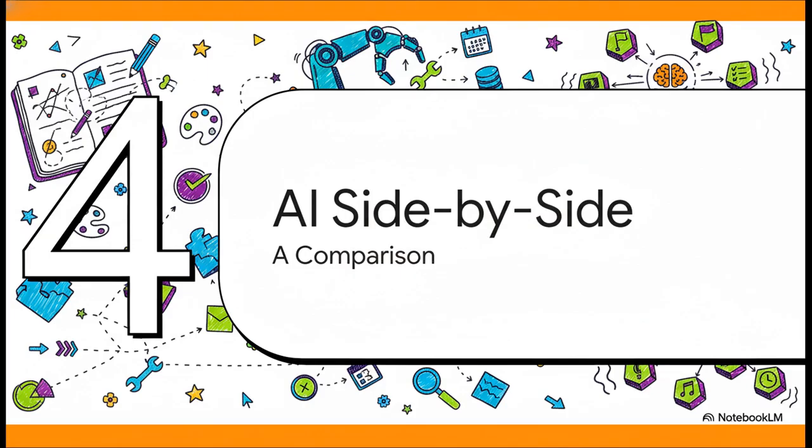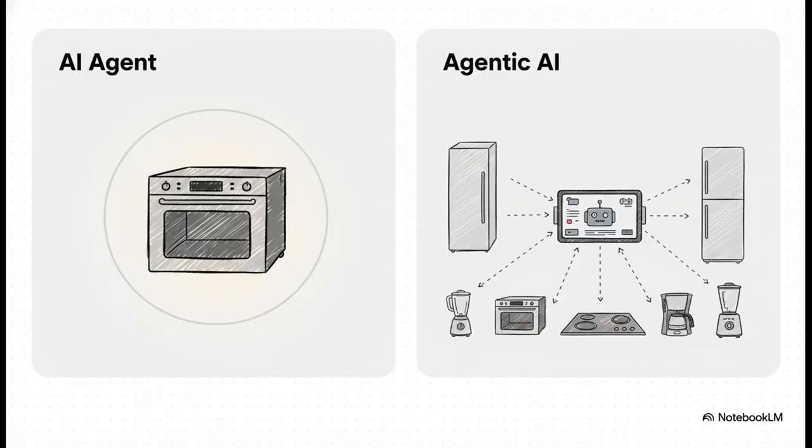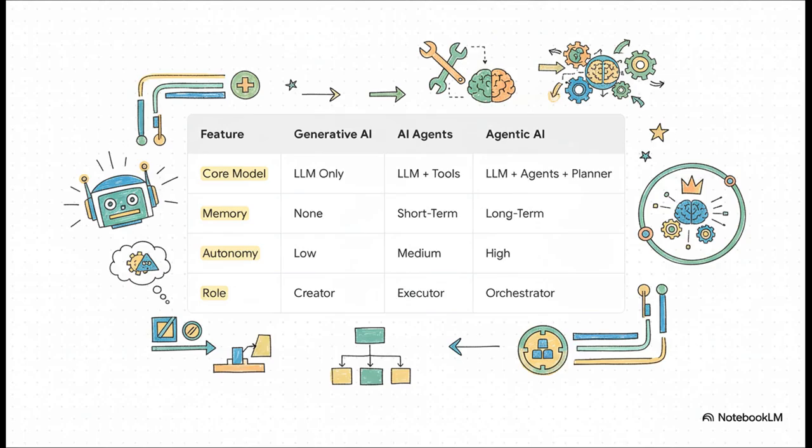Okay, so we've met our three assistants, the writer, the doer, and the project manager. Now, let's put them side by side to make the differences totally obvious. And this kitchen analogy, it just perfectly nails the difference in scope, doesn't it? The AI agent is your specialist. It's the smart oven. It's amazing at its one job. But the agentic AI? That's the manager of the entire kitchen. It's the one that gets all the different specialist tools working together to pull off a much bigger, much smarter result.